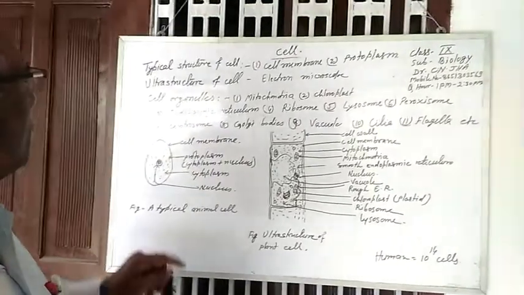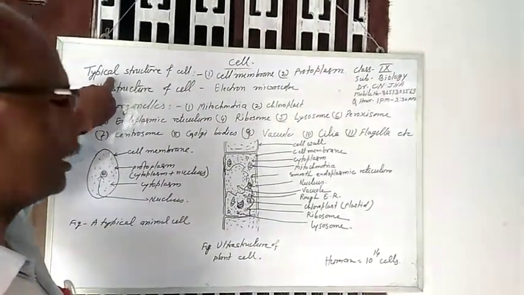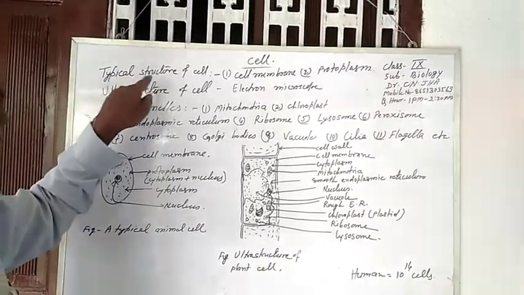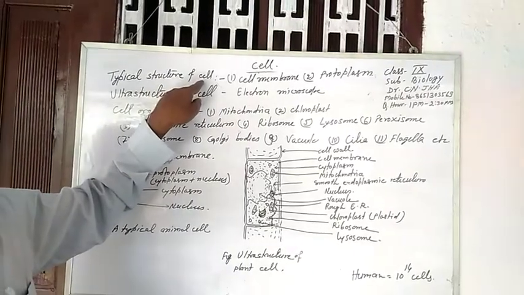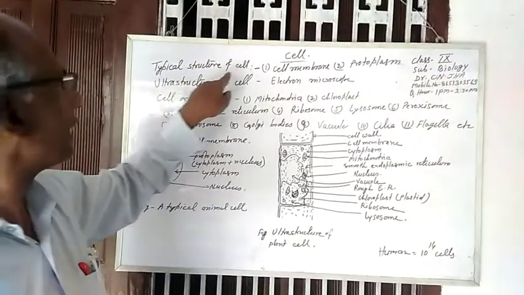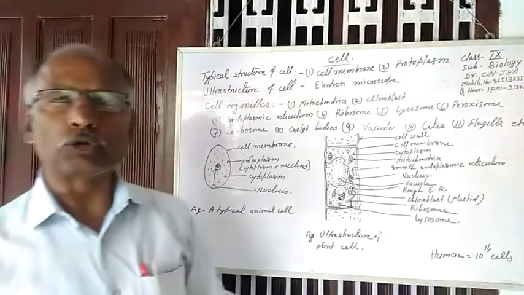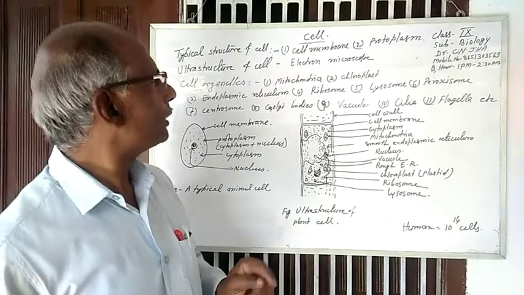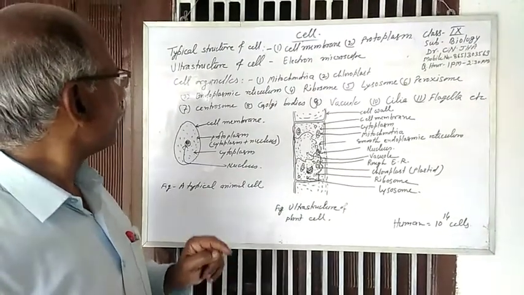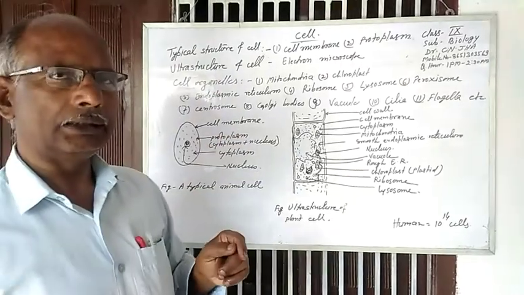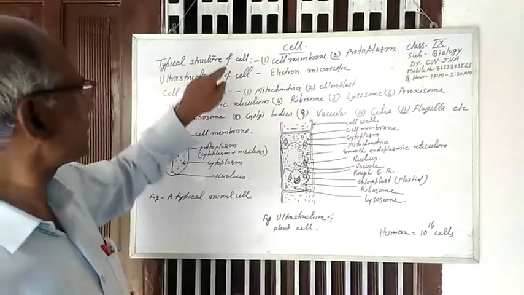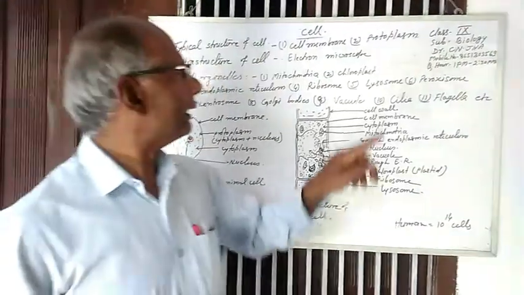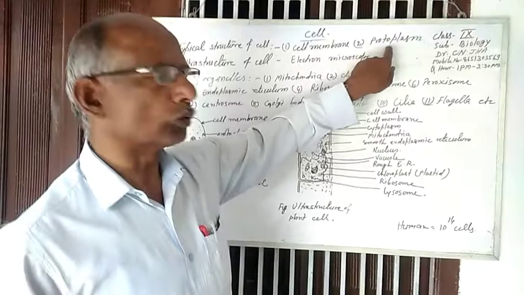Now, a typical structure of cell. The typical structure of cell is the structure of cell which is seen under the compound microscope. Under the compound microscope, we cannot see the cell organelles clearly. In the typical structure of cell, we only classify it into cell membrane and the protoplasm.